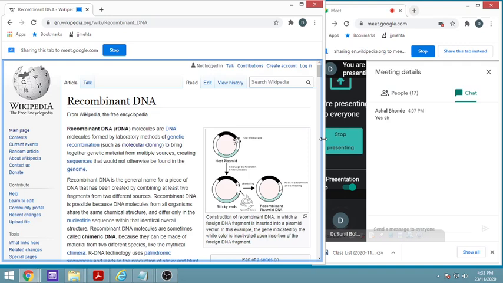So this is a new one. This is a general name for a piece of DNA that has been created by combining at least two fragments from different sources. This recombinant DNA is possible because DNA molecules from all organisms share the same chemical structure and they differ only in nucleotide sequence within the identical overall structure. So this advantage is taken.